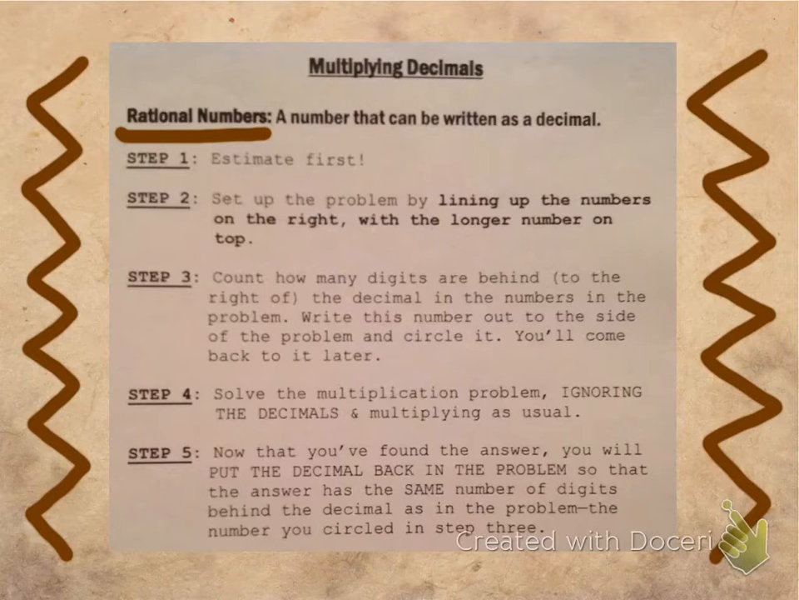Step 5 is, now that you've found the answer, you will put the decimal back in the problem so that the answer has the same number of digits behind the decimal as in the problem, the number you circled in step 3. So that was a lot of information, but we're going to put it into practice. And when you have to do these on your own, these are steps to go by when solving after you've learned it.